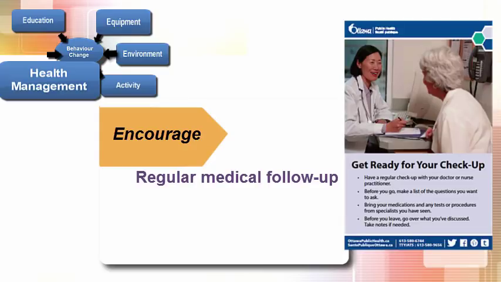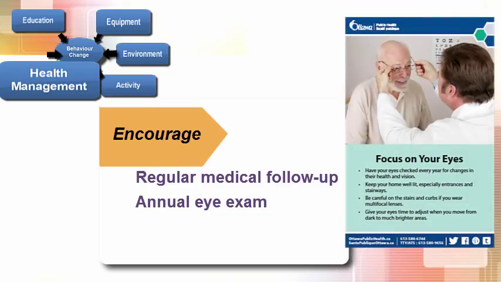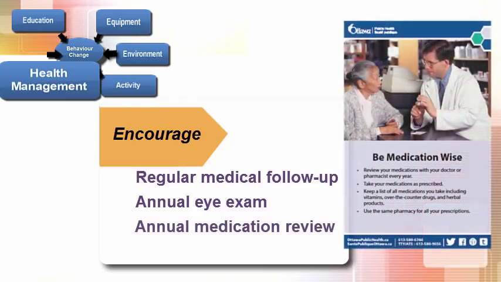It's important that the older adult report any fall or near miss so that the cause can be identified and preventive measures taken. An annual vision assessment will help detect and treat eye conditions early and identify needs for corrective lenses. An annual medication review, or when new medications are started, will help with drug interactions, side effects, and management. Let's discuss this in more detail.